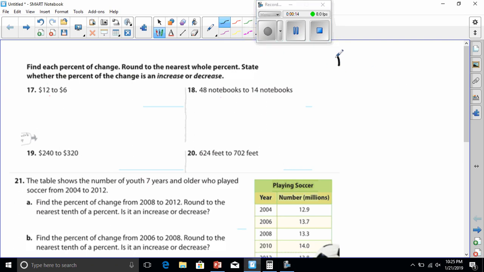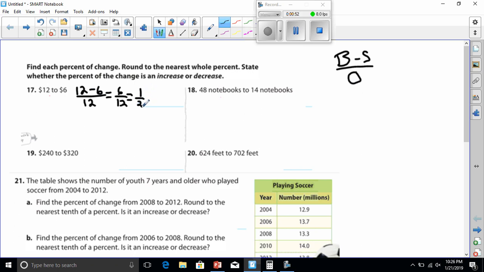Remember, we use our formula: big number minus the small number, and we're going to divide it by the original number, okay? So we got 12 is the big number, minus 6, that's the small number, divided by the original number. Well, it was 12, so that's the original number. 12 minus 6, that's 6. Now we have 6 over 12. And now we all know that 6 goes into 12 two times, so this is really 1/2.